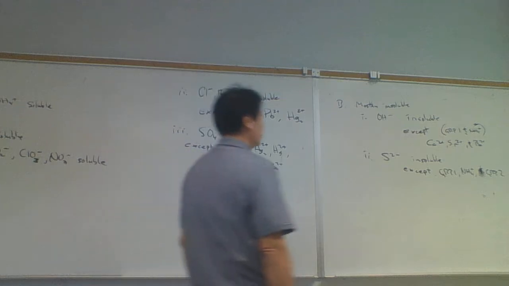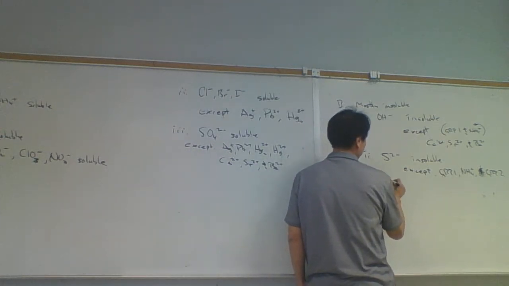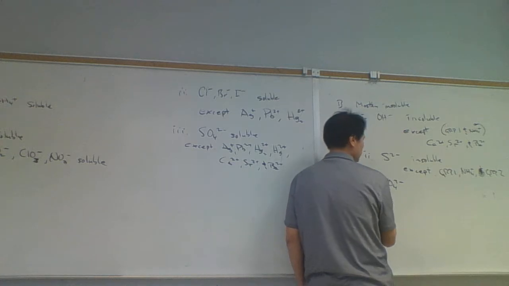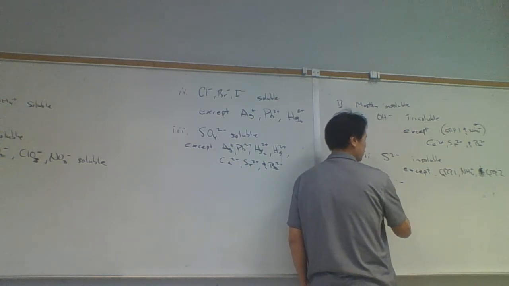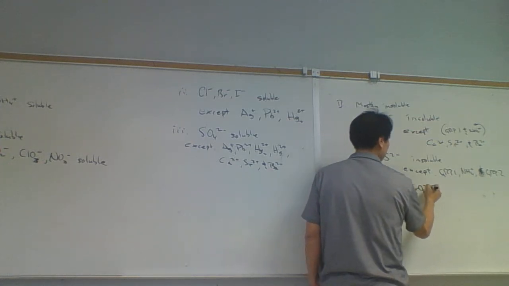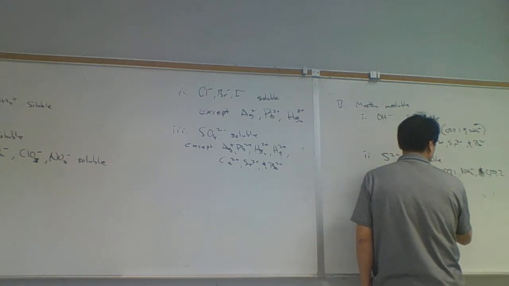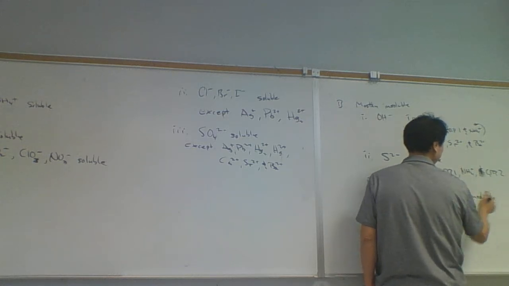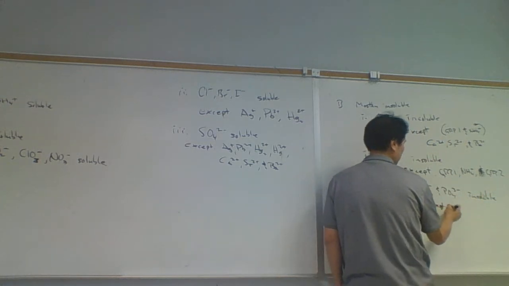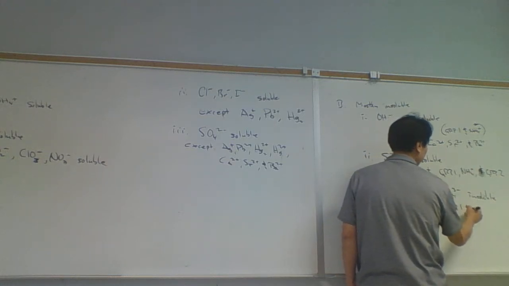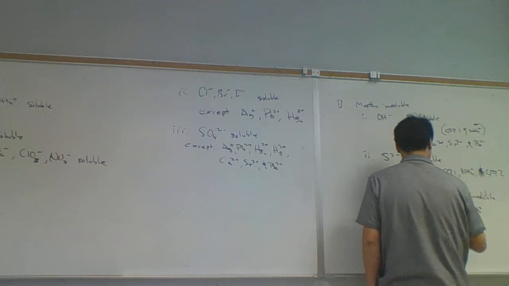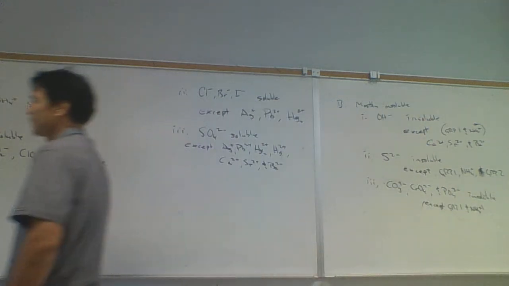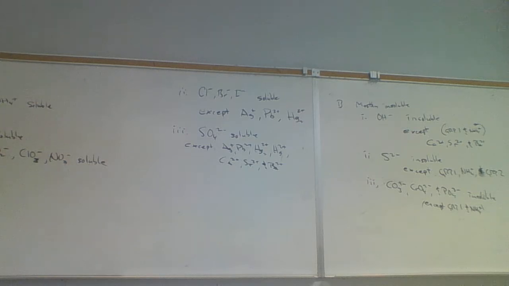And then finally, we have phosphates. Phosphates are, oh, no, not just phosphates. What else do we got? We got carbonates, chromates, and phosphates. Carbonates, chromates, and phosphates are insoluble, except for group 1 and ammonium. That's it. And so work on memorizing these.